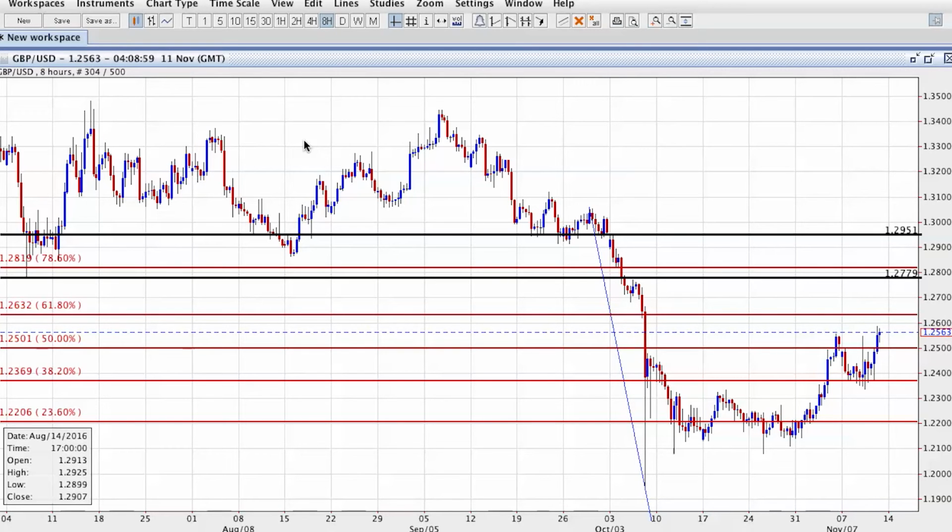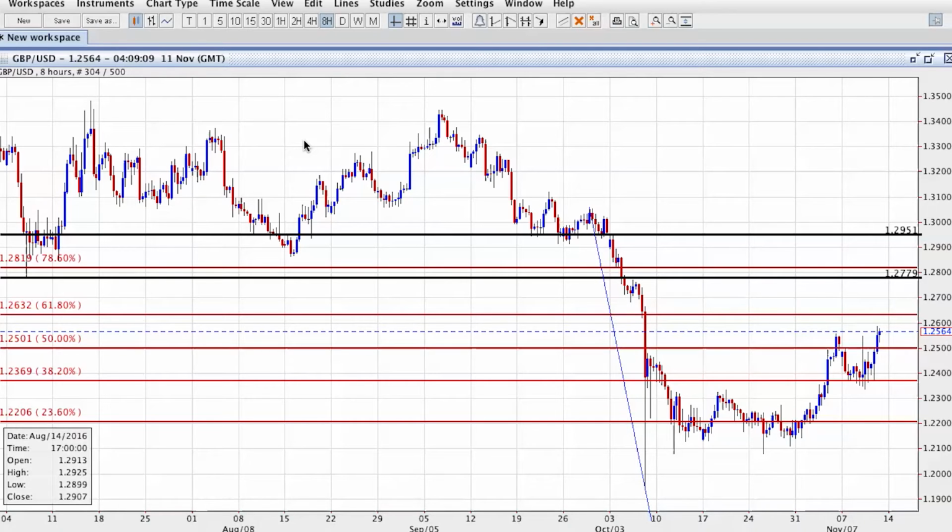Today I'll be looking at the British pound against the US dollar. I'll be discussing the aftermath of the US election, and I'll also be identifying the key technical levels that you need to know on this currency pair.